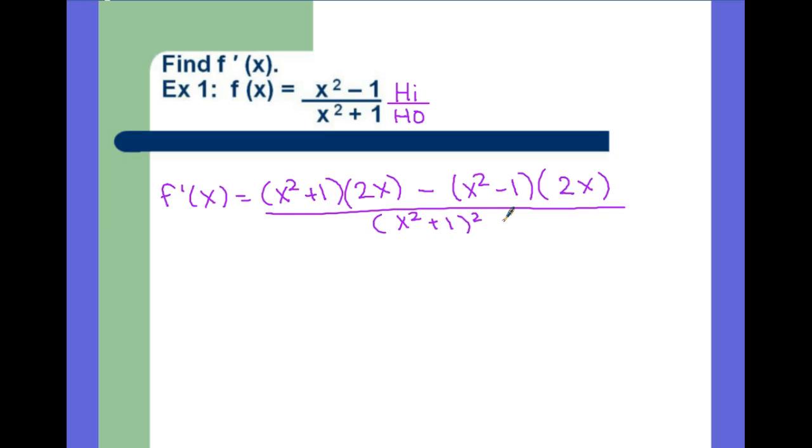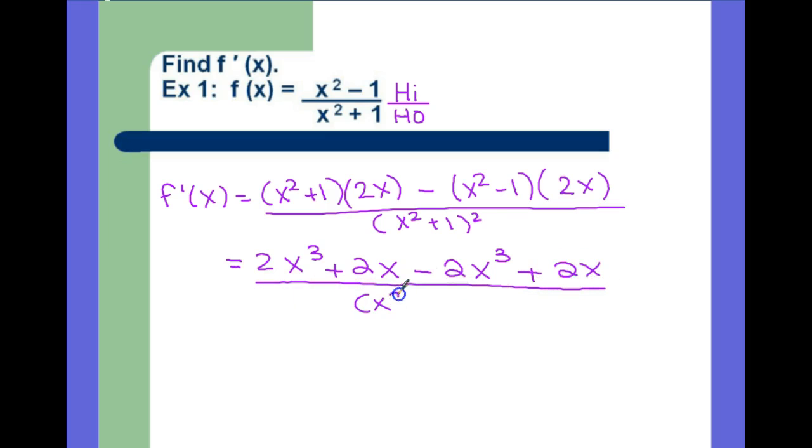Now, do not fall into the trap. We do not FOIL the denominator. We do not FOIL the denominator. Sometimes, not always. But if you don't, there's no need to FOIL it. Okay? So to simplify, you get 2x cubed plus 2x minus 2x cubed plus 2x all over x squared plus 1 squared. So the 2x cubes cancel, and we get 4x over x squared plus 1 squared.